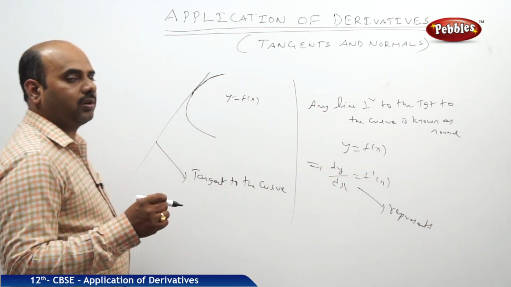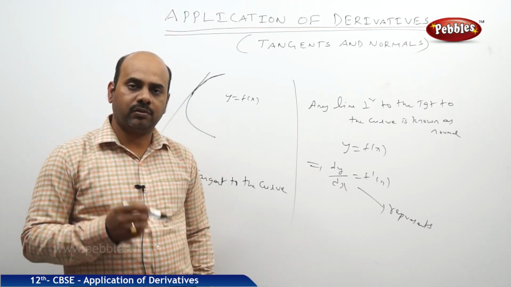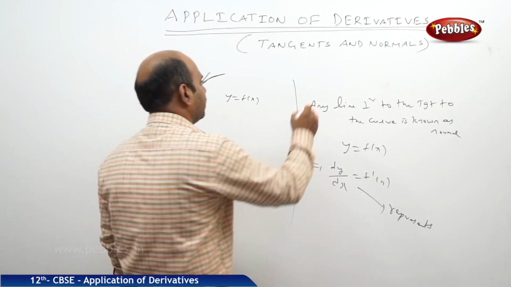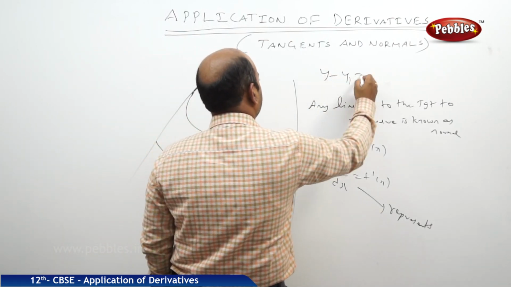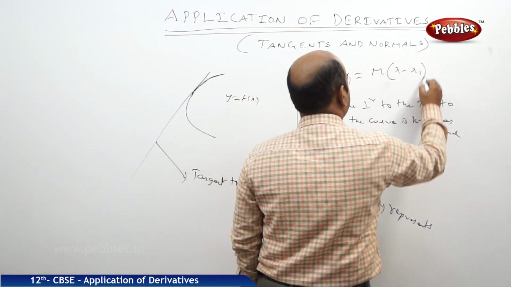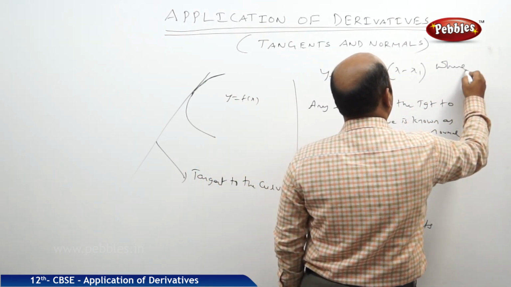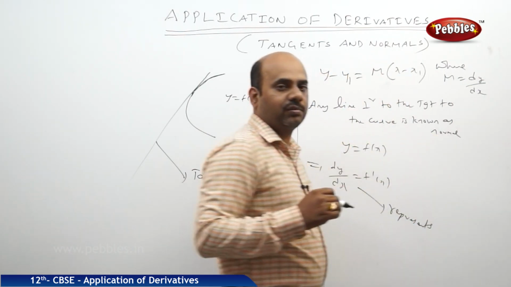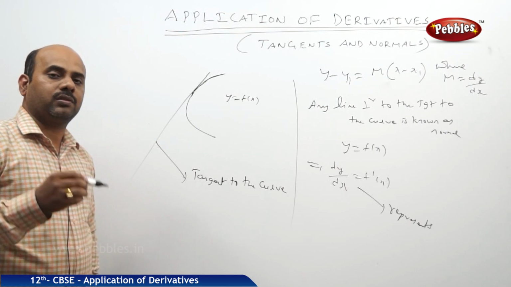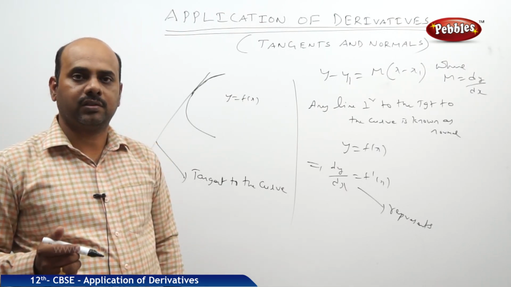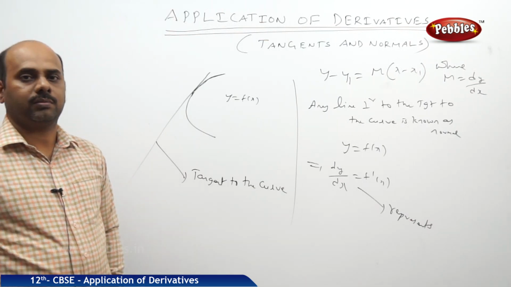And if a point is given to us and we require the equation of the tangent to the curve, then we should use the formula y minus y1 is equal to m into x minus x1, where m is nothing but dy by dx. All these things we have learned in our 11th class. So once again we shall start doing numericals based on this chapter, tangents and normals.